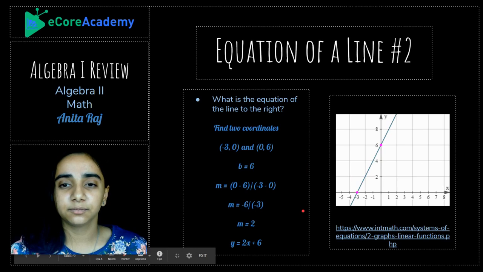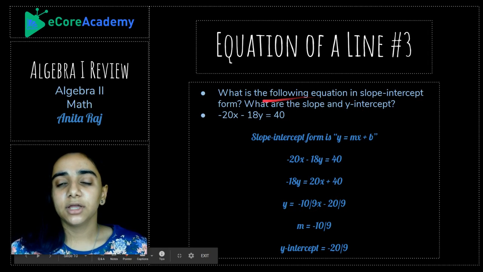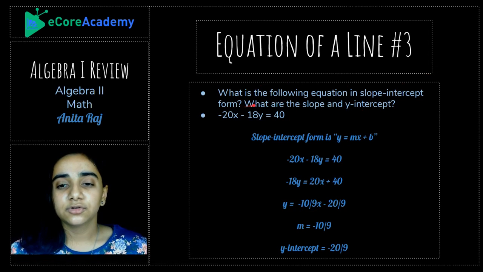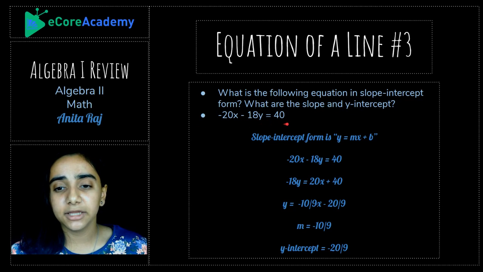And lastly, equation of a line example number 3. So what is the following equation in slope-intercept form? What are the slope and y-intercept? So I've given you an equation, but it's not in slope-intercept form. So we need to put it in slope-intercept form, then identify the slope and the y-intercept. So the equation is negative 20x minus 18y equals 40. Remember that slope-intercept form is y equals mx plus b. So here is this equation, copy and pasted right here, negative 20x minus 18y equals 40.